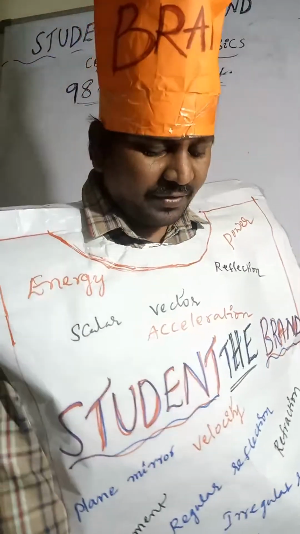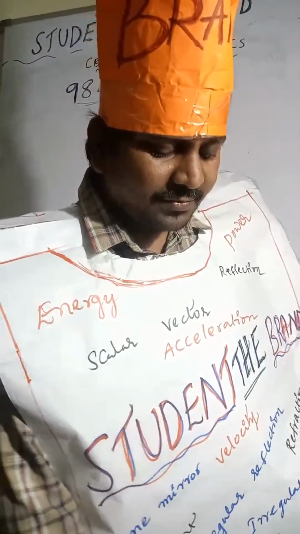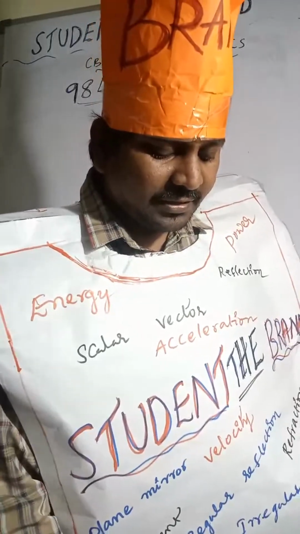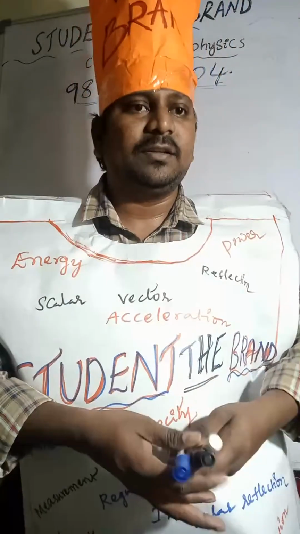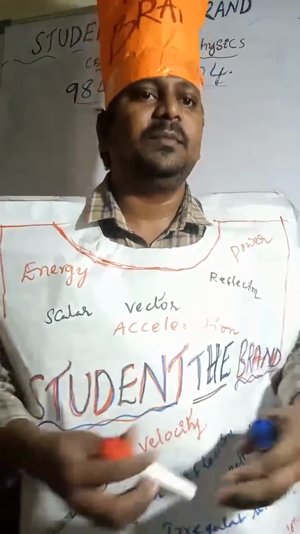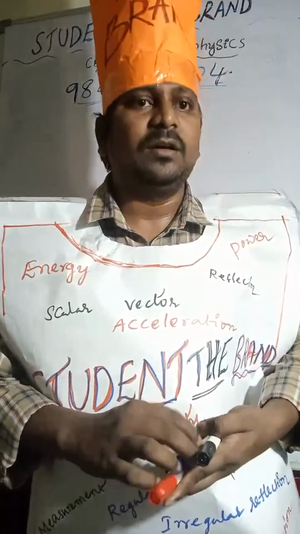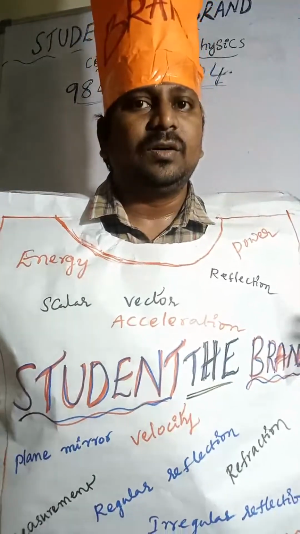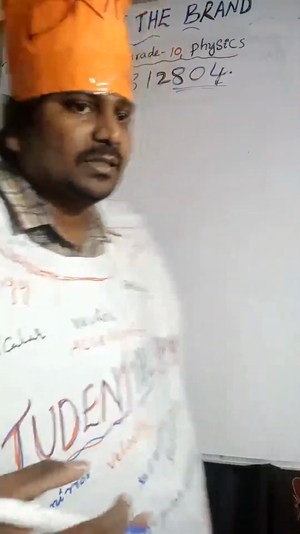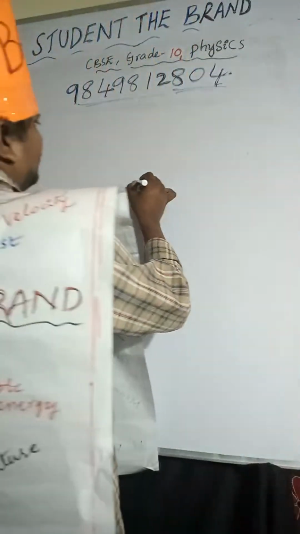Light is a form of energy which gives the sensation of sight. When light is incident on a surface, it reflects back into the same medium. So that is called reflection of light. Now we can discuss it. I'm taking the plane mirror.